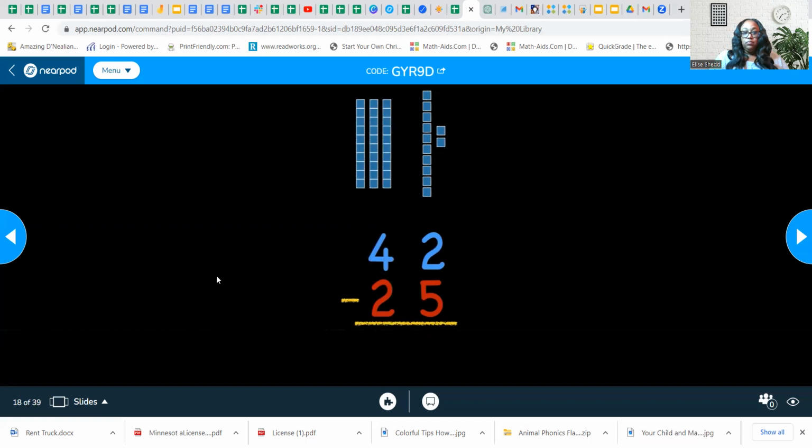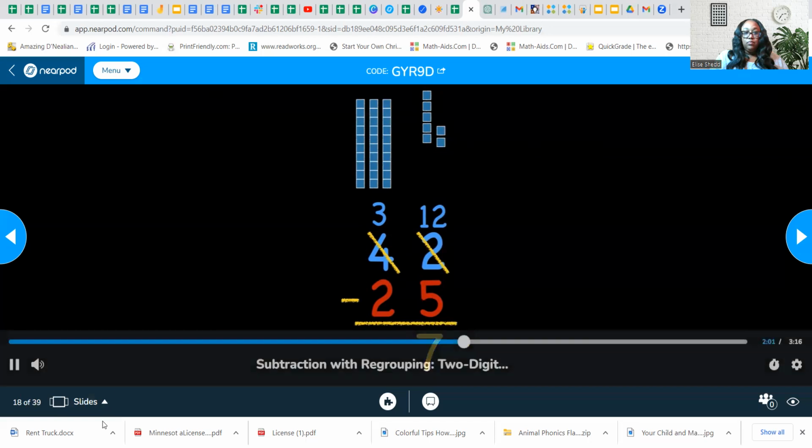Now let's show our regrouping with our numbers. We don't have 4 tens anymore. We've got 3 tens. See? And we don't have 2 ones anymore. We've got 12 ones. Now we have enough ones to do our subtraction. What is 12 minus 5? Well, let's take away 5 ones from our drawing. 1, 2, 3, 4, 5, and we can see that we have 7 left.